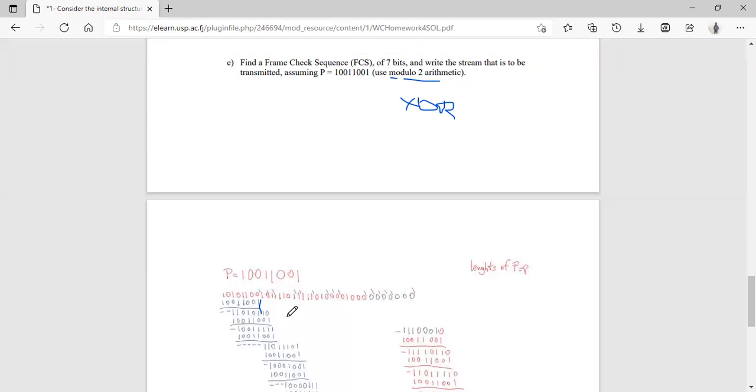Again, we perform the XOR operation. If we get any zeros in front, we ignore them. These two are alike, so it will be 0, and we ignore it. We create a dash. 1 0 gives me 1, 0 0 gives me 0, 1 1 gives me 0, 0 1 gives me 1, 1 0 gives me 1, 1 0 gives me 1, and 0 1 gives me 1. Okay, so I stop here.